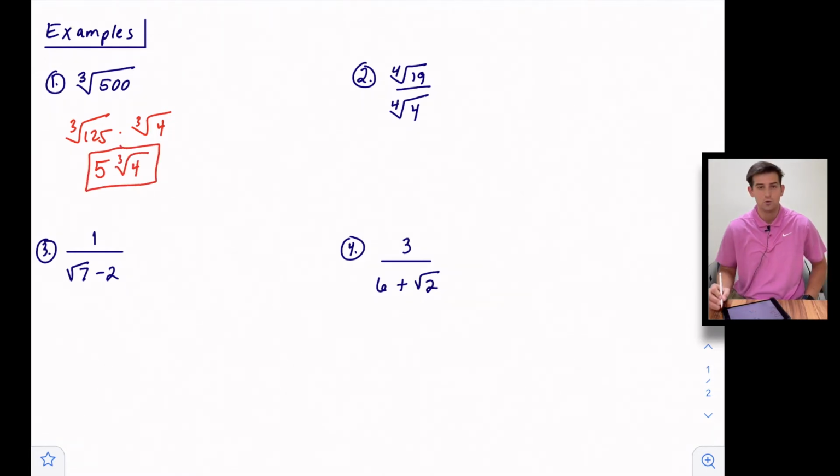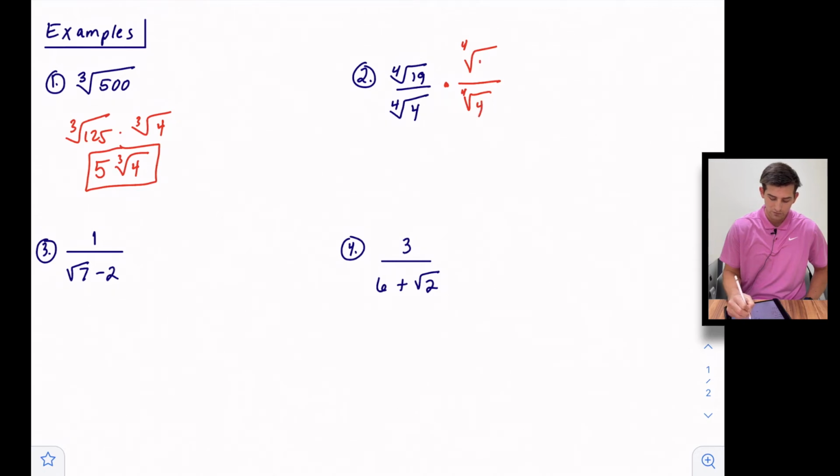Number 2, we have the 4th root of 19 divided by the 4th root of 4. In this case, I want to multiply by the same term on the numerator and the denominator, because that's going to be an appropriate form of 1. If I divide the same thing, it's going to give me 1. The denominator is the 4th root of 4, so what can I multiply 4 by for it to become a perfect 4th root factor? I'm thinking of 16, because the 4th root of 16 is 2. So if I multiply the numerator and the denominator by the 4th root of 4, I'm not changing the value of this expression because we're just multiplying by 1.